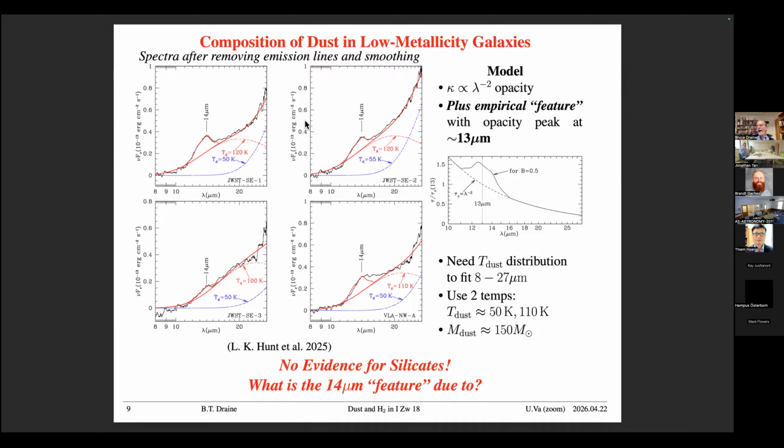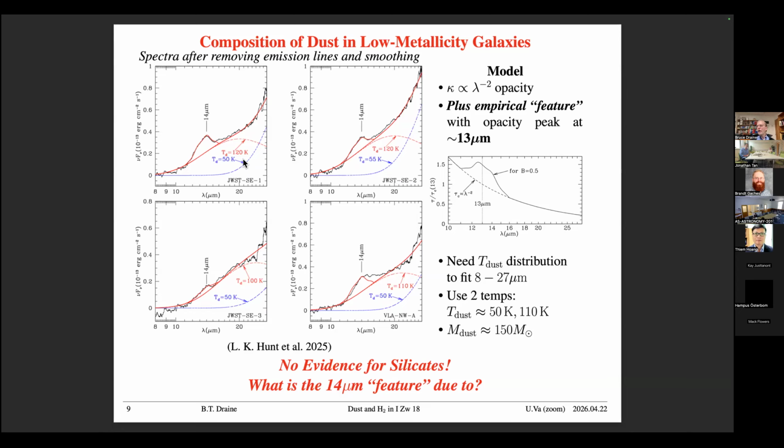So the black line at these four positions here, three of these are Southeast 1, Southeast 2, Southeast 3, and the fourth position is in the northern part where the position called VLA Northwest A, which also showed a little bit of a red color in that image that I showed you previously. So the black line is the data after delining and smoothing, nothing else.